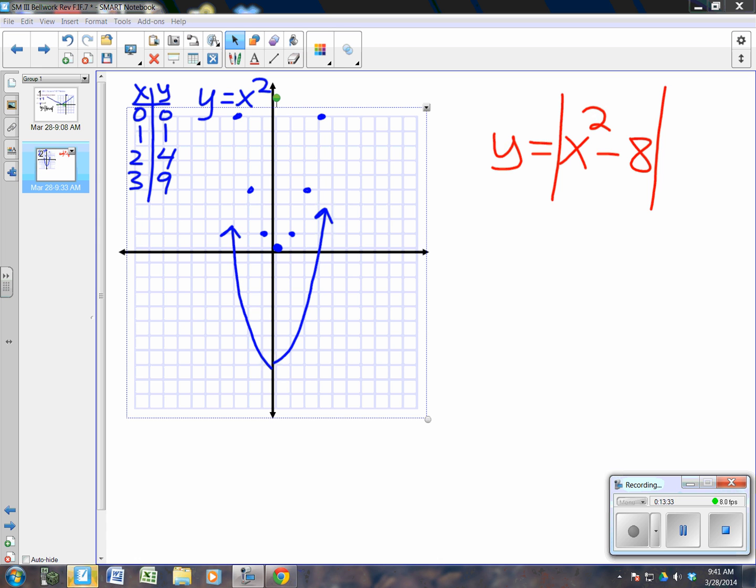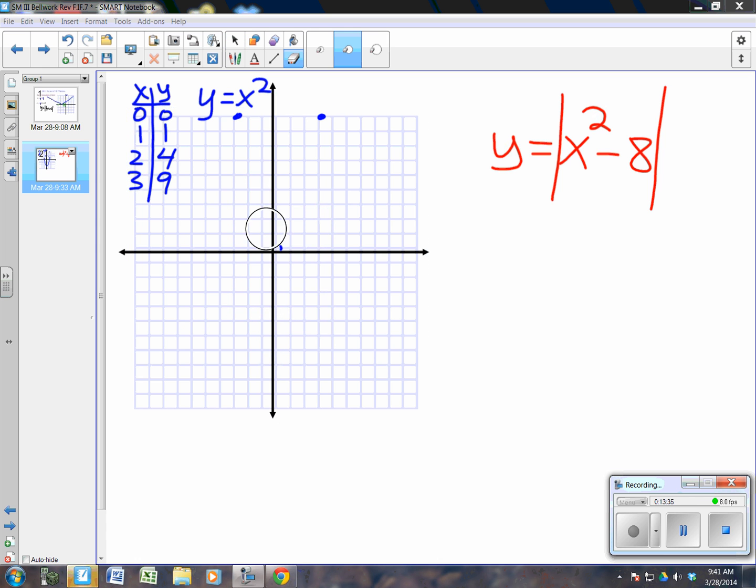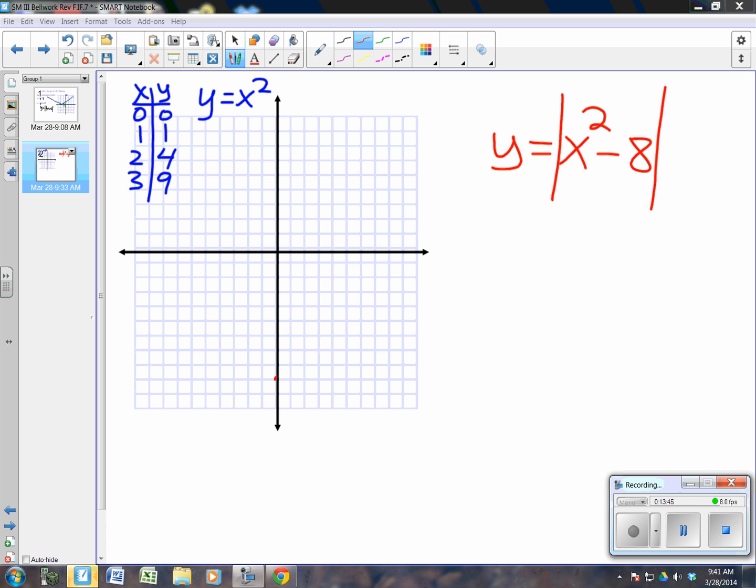I'm going to redraw it. That's what I'm going to do. This thing's not dragging down. Okay, so we go down to negative 8. And so this is where we are at. And you guys can think of this as going over 1 and up 1 from there, over 2, up 4 from there, over 3 and up 9. And there's the graph going down like this.